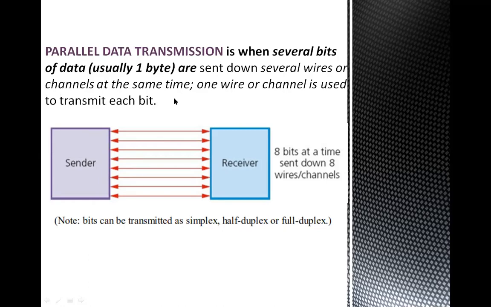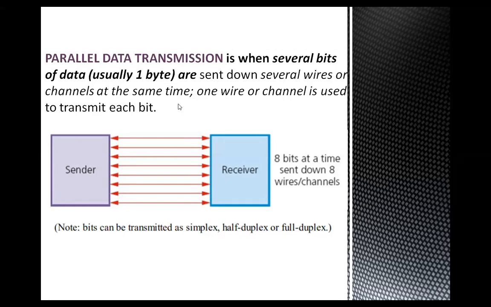Is this topic clear? The most important thing you need to remember: when you say serial, it means one bit at a time and over a single wire. And when we say parallel, it means several bits of data are transmitted over several wires.